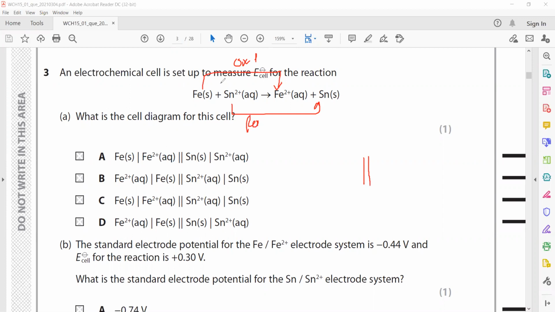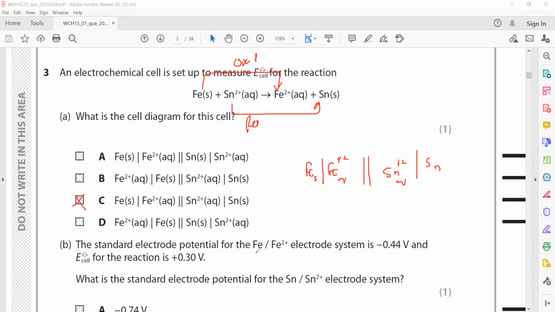the electrode on the left hand side and right. So what happens on the left hand side? Iron(II) changes into iron(III). Iron atom, which is solid, changes into iron(II), which is aqueous, and on the other side the electrolyte is tin ion, which is aqueous, and it changes into tin atom. So it matches with option C.